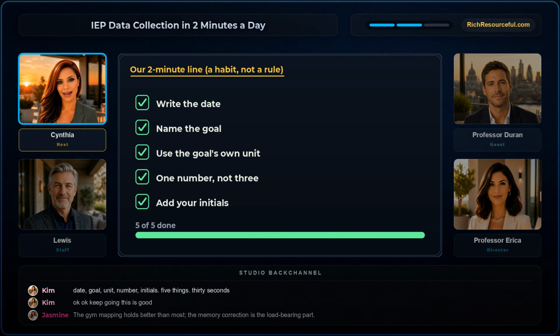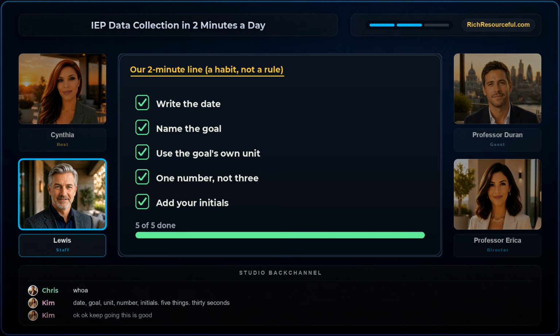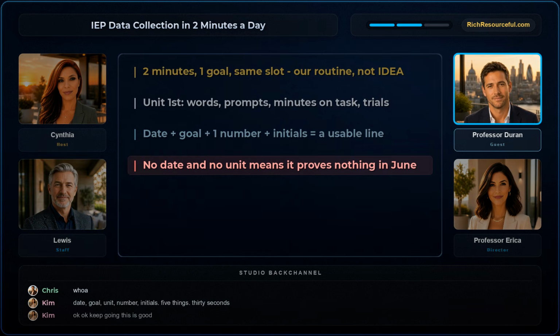Initials too, because by April you will not remember whose handwriting that was. A number with no date and no unit proves nothing in June. It's a smudge with confidence. It's worse than nothing. It looks like data, so nobody goes looking for the real thing.